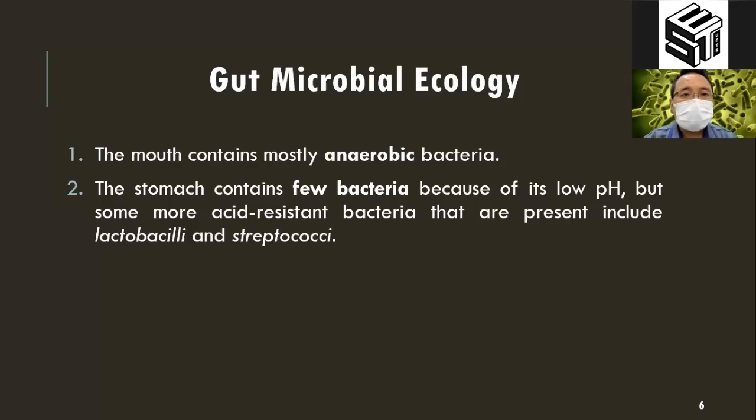Next, I'll talk about gut microbiome ecology. Gut microbiome ecology is the ecology of our large intestine, small intestine, and also our stomach. Now, our mouth contains mostly anaerobic bacteria. And then our stomach contains few bacteria.